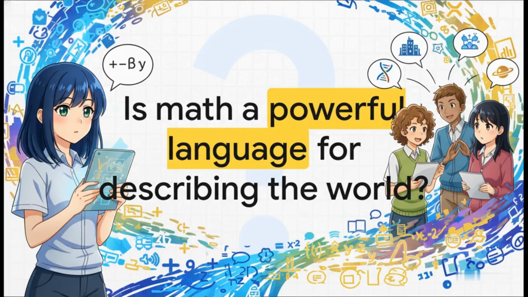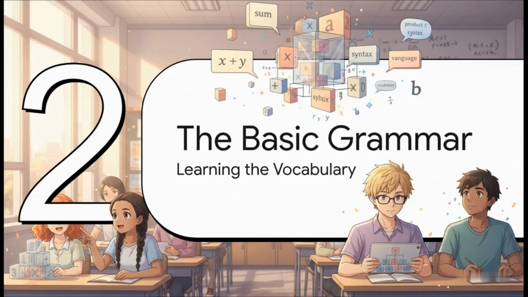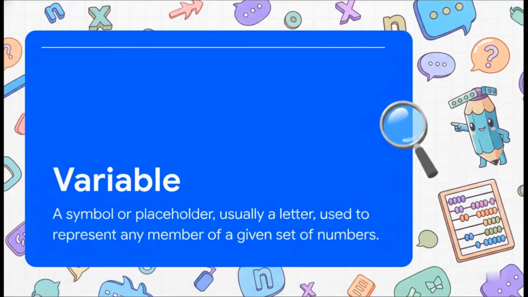Kind of cool, right? Okay, so like any language you'd learn, you have to start with the basic grammar and vocabulary. So that's exactly what we're going to do. Let's build our own little algebraic dictionary, one word at a time. First up, the variable. You've definitely seen these before. Think of this as the noun of our new language. It's just a placeholder, usually a letter like X or N, that stands in for a number we don't know yet. It's the who or the what in our mathematical sentences.